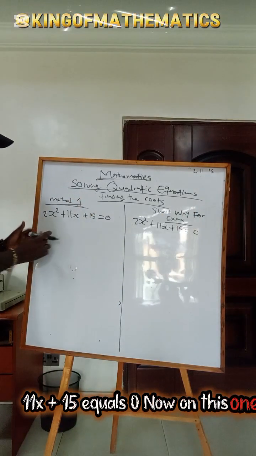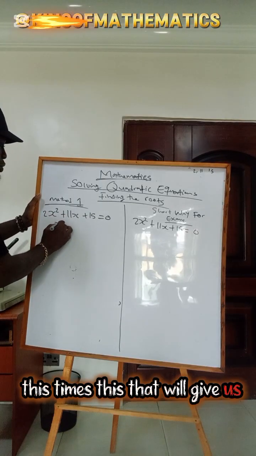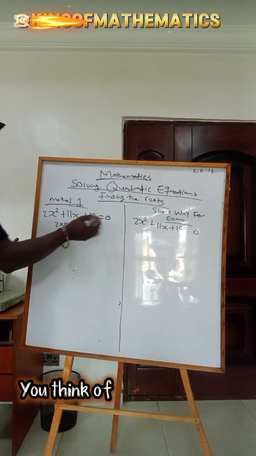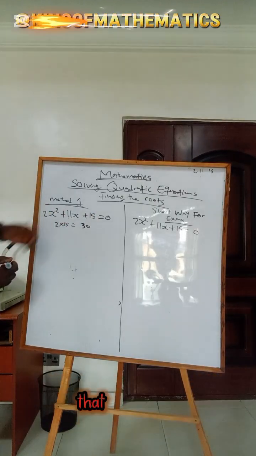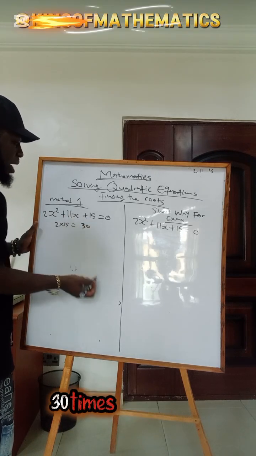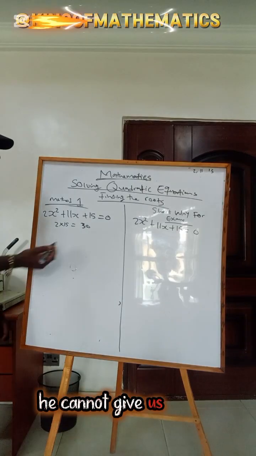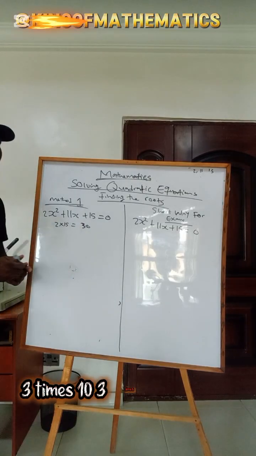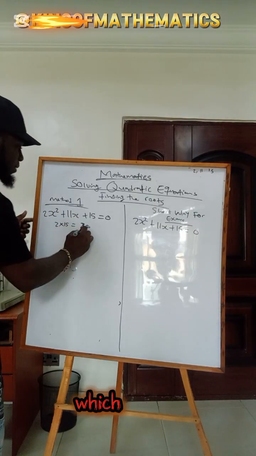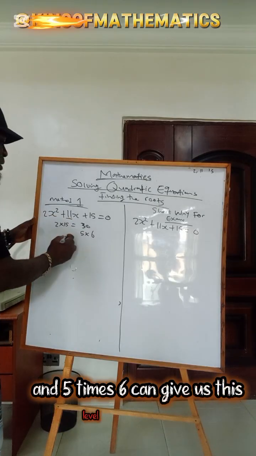Now, on this one, don't forget this times this will give us 2 times 15, which is 30. We already have 30. You think of what are the things that you multiply that will give us 11 that we have. 30 times 1 cannot give us, so 30 times 1 is out. 2 times 15 cannot give us. We go to 3, 3 times 10. 3 times 10 cannot give us. We check 4, 4 cannot go. So we go to 5, which is 5 times 6. And 5 times 6 can give us this 11 that we have.